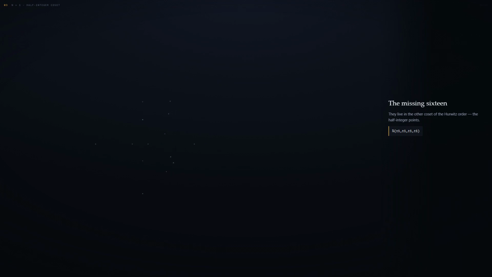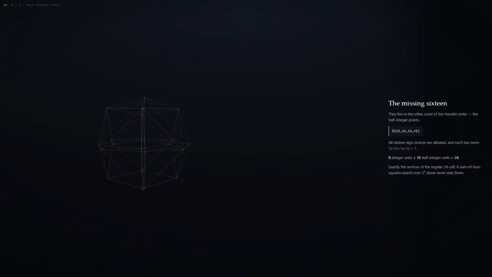3. The missing 16. They live in the other coset of the Hurwitz order, the half-integer points. 1/2 times the 4 independent signs gives the missing 16. All 16 sign choices are allowed, and each has norm 1. 8 integer units plus 16 half-integer units equals 24. Exactly the vertices of the regular 24 cell. A sum of 4 squares search over integer coordinates alone never sees them.